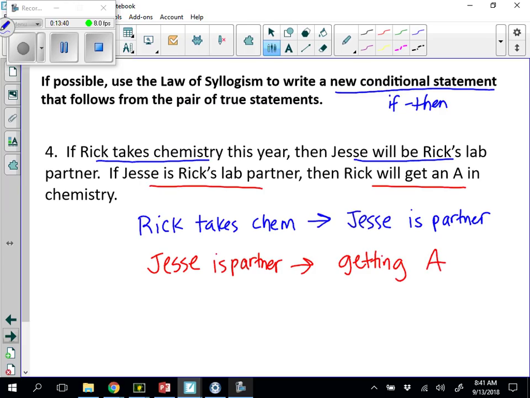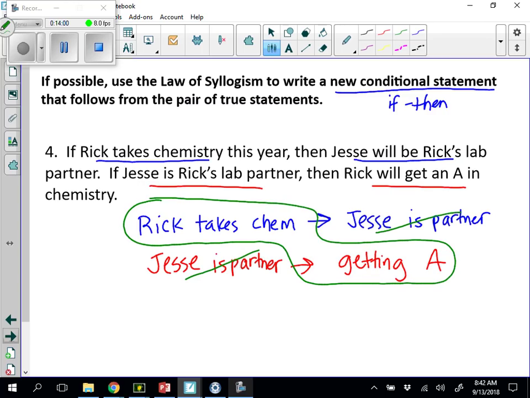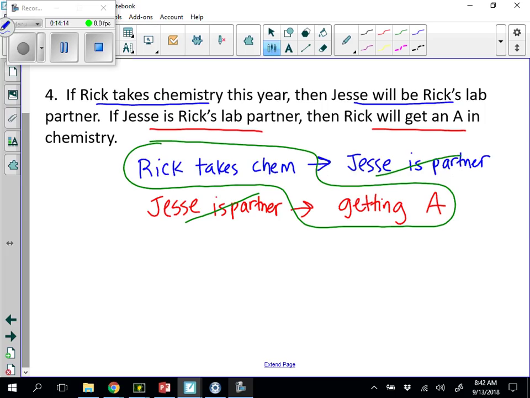So in the law of syllogism, if one conclusion matches one hypothesis, then we can in essence cancel them out. So Jesse is his partner as a conclusion matches Jesse is his partner as the hypothesis. I'm going to circle my new if-then. So if Rick taking chemistry always leads to Jesse being the partner, and if Jesse being the partner always leads to getting an A, well then Rick taking chemistry will always get an A. So I need to rewrite that sentence back in its original format. So I'm going to go back to the original sentence and write down all the details.